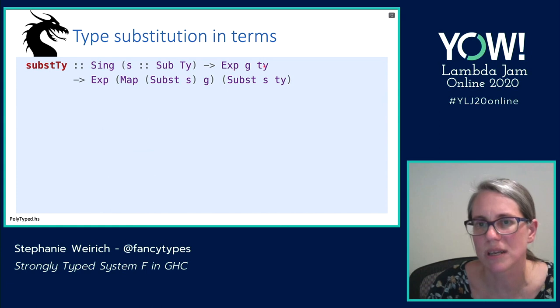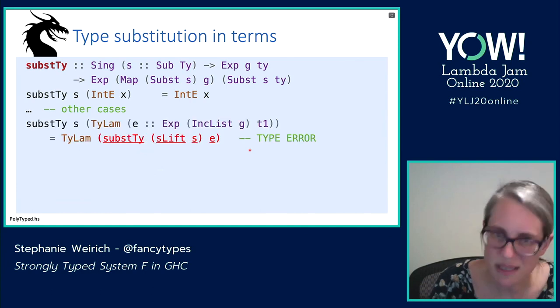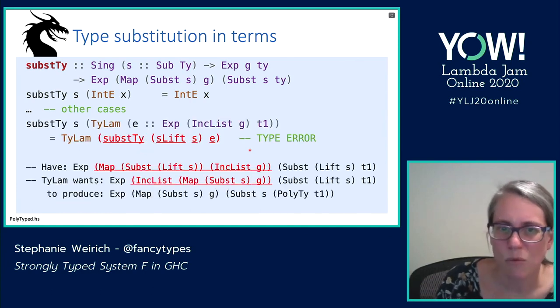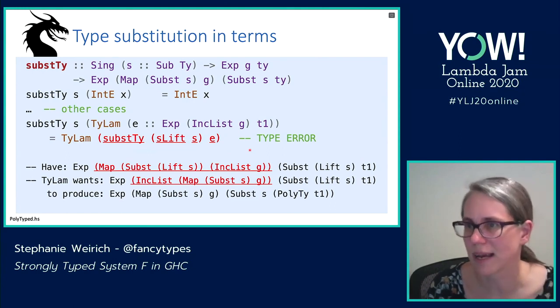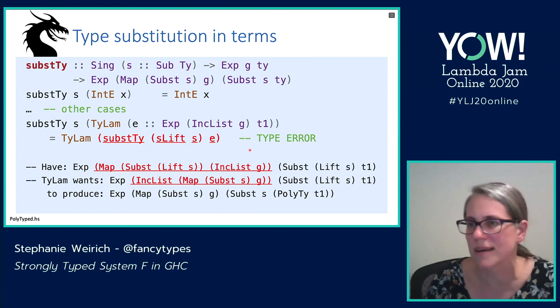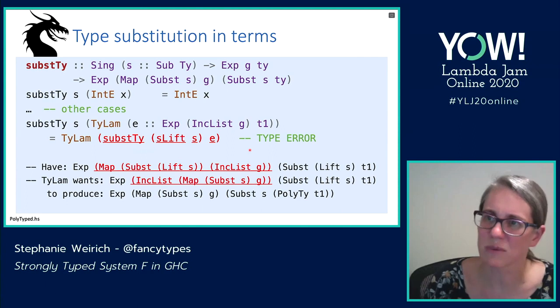We have an expression, and we want to produce a new expression where we've mapped that substitution across the context and applied that substitution to the type of the term. I'm not going to go through all the details, but when we get to the lambda case, we're going to get this type error from Haskell that says, I can't make these two contexts line up, right? This expression doesn't match that expression.